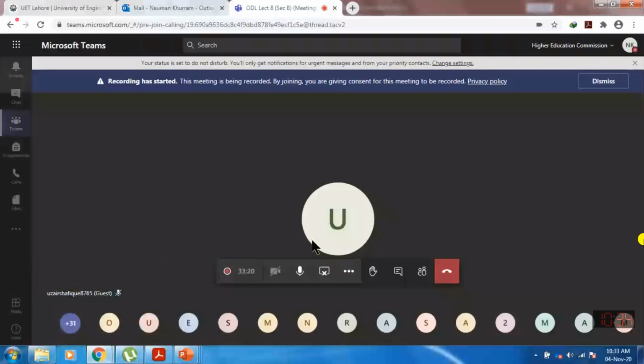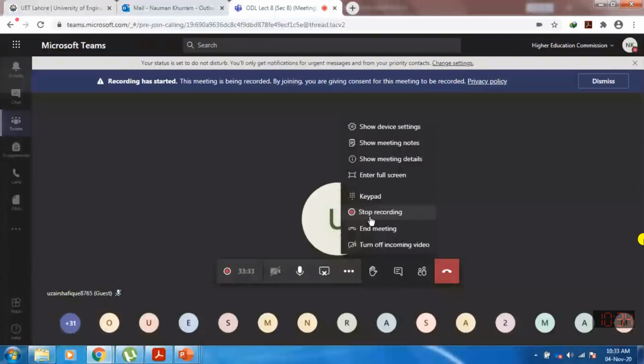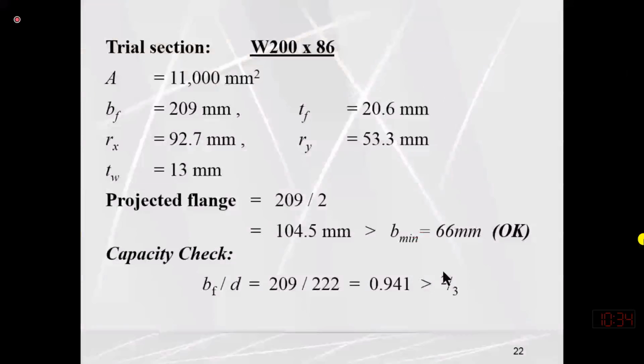Okay, before the interruption, I was just explaining. Now I can compute the BF over D value. The actual BF over D value is more than 2 by 3D, which is 0.941. Again, you can consult page number 98, the table for shear lag factor. If BF over D value is more than 2 by 3, then the U value is 0.9.